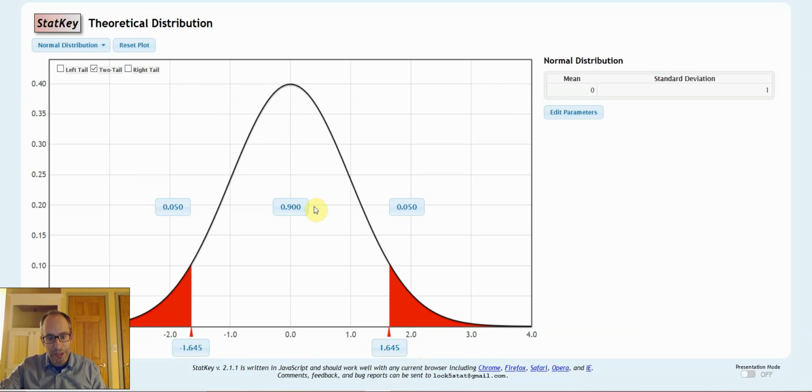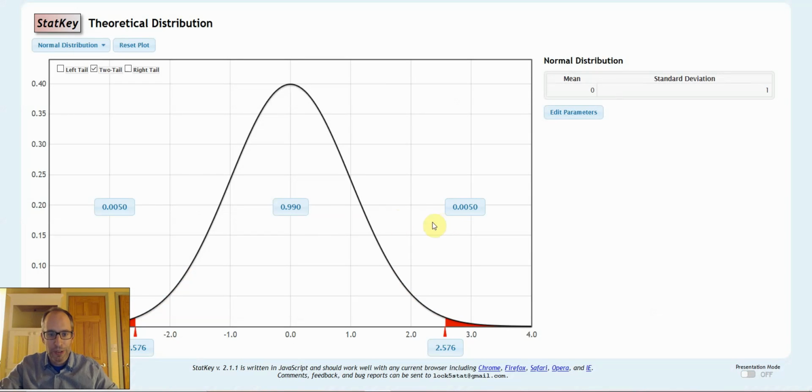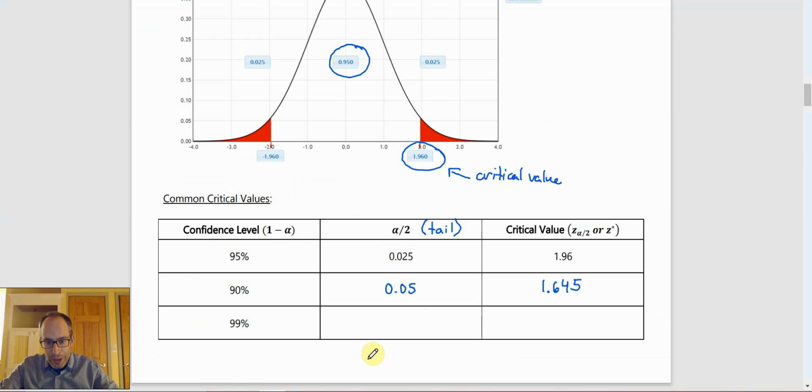Then for 99%, I just have to go and change the middle again, this time to 0.99. So with the 0.99 in the middle, the cutoff is 2.576, and if you've got 0.99 in the middle, you've got 0.01 left over. So half of that, which is 0.005, is in each tail. All right, so 0.005 in each tail, but the important thing is the critical value, which is 2.576. All right, that takes care of that page.